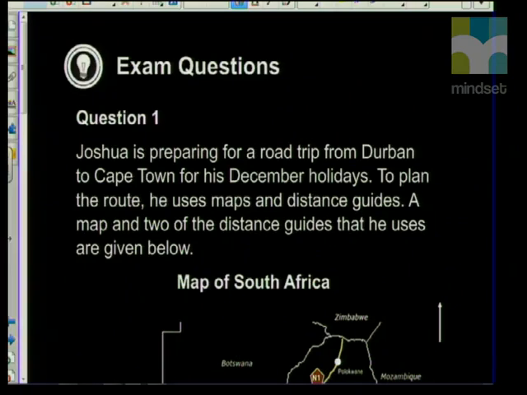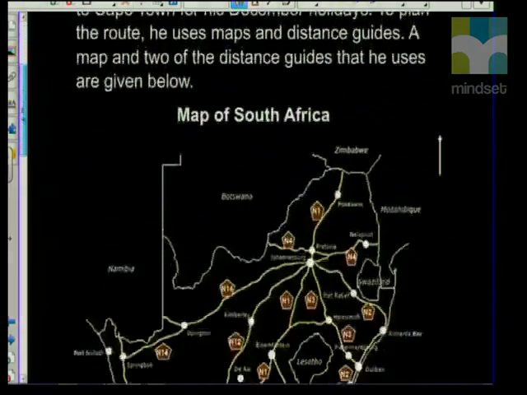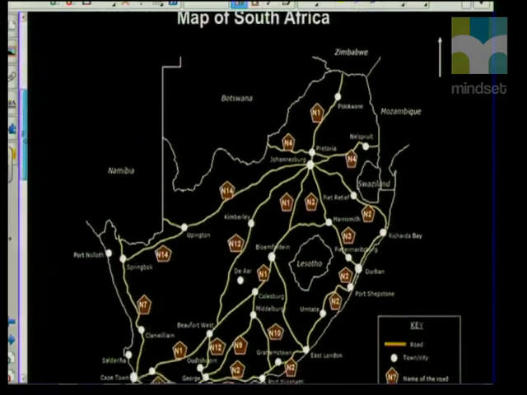In question 1, Joshua is preparing a road trip from Durban to Cape Town for his December holidays. To plan the route, he uses maps and distance guides. A map and 2 of the distance guides that he uses are given below. So you'll see in your worksheet that you have a map of South Africa.